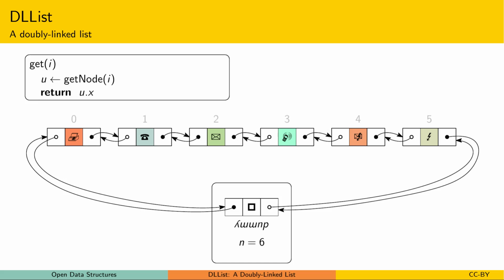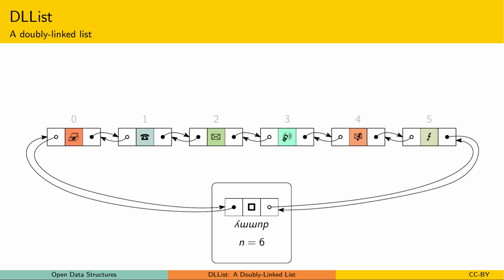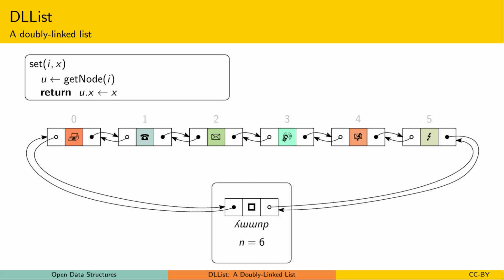With the getNode(i) function, getting and setting values in a DLList becomes easy. To get the ith value in a DLList, we just get the ith node and return its value. This takes only constant time once we've found the ith list node. To set the ith value in a DLList, we just get the ith node and set its value. Again, this takes only constant time once we've found the ith list node.